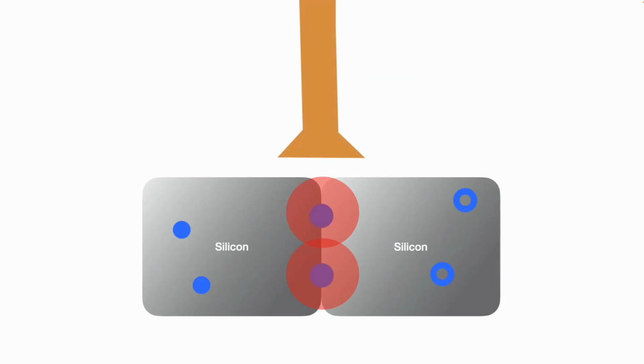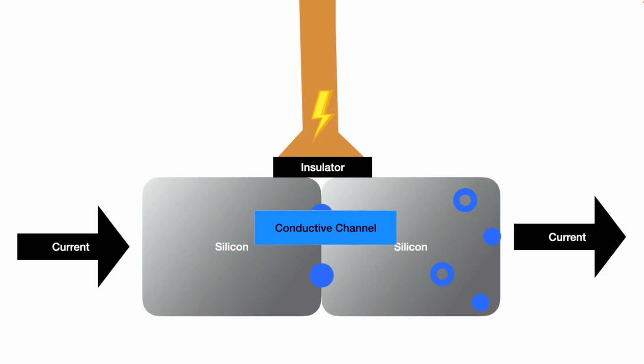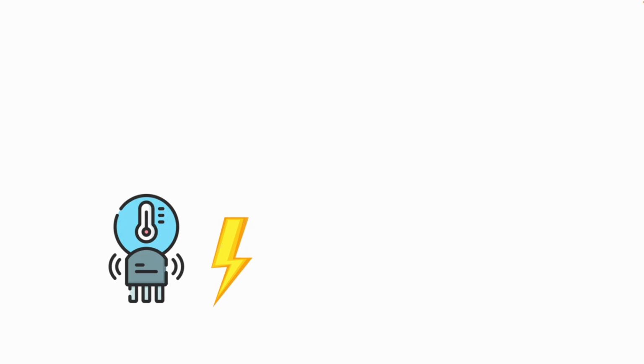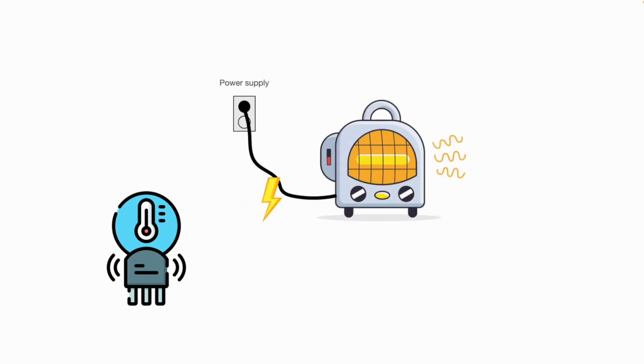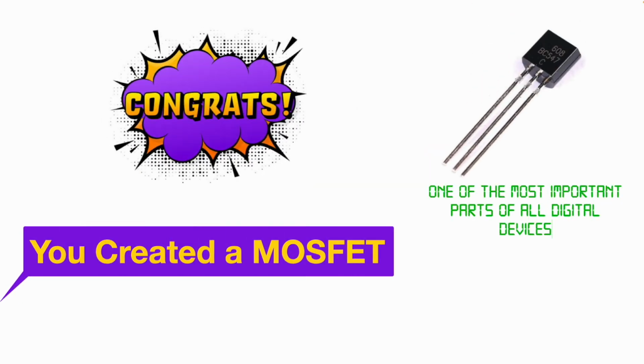Add a third terminal, the gate, right above that barrier, separated by an insulator. If you apply a positive voltage to the gate, it pulls in electrons from the surrounding N-type regions. As more electrons gather, they form a conductive channel through the depletion region. The barrier disappears and current flows. The tiny voltage on the gate didn't power anything directly, but it controlled the flow of a much larger current, just like a switch. Congratulations, you've built an N-channel MOSFET.